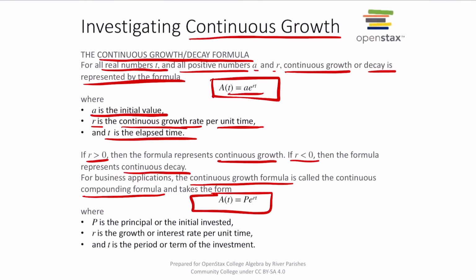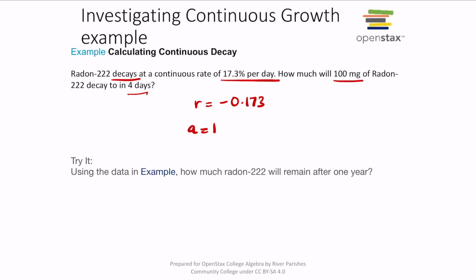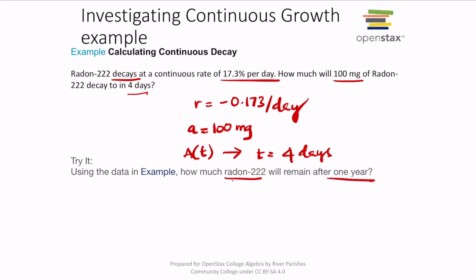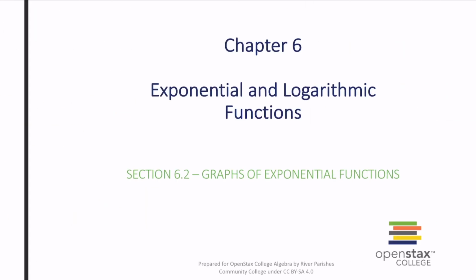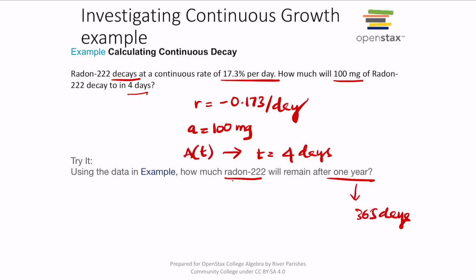Notice that it is a e to the power rt. So small a here represents 100 milligrams. They are asking you to find A(t), provided that t here is 4 days. The rate of decay is given per day. Using that value, we can easily find the data that we need. So use the same principle now, and they are asking you for the rate of decay after 1 year. 1 year means 365 days. You can use the same principle here, but with time t equal to 365 days, and try to solve the problem. With that, we end our topic on exponential functions.